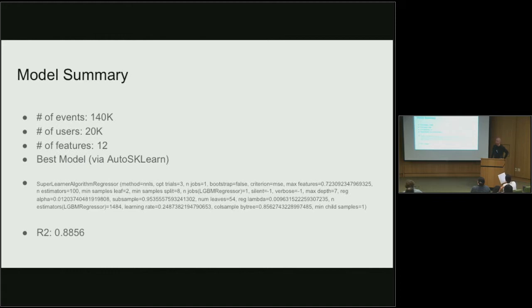We're getting an R-squared of 0.88. Those are all the hyperparameters. It's a super learner algorithm regressor. We're using an AutoML tool called AutoSKLearn to try everything. And we're getting really good results, but we're going to be improving it.